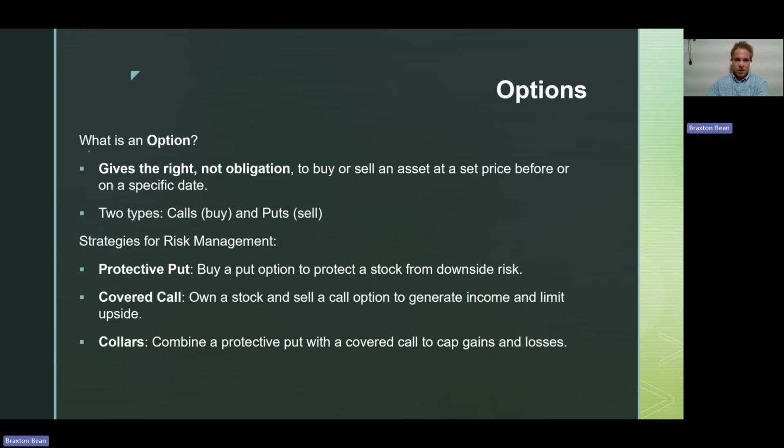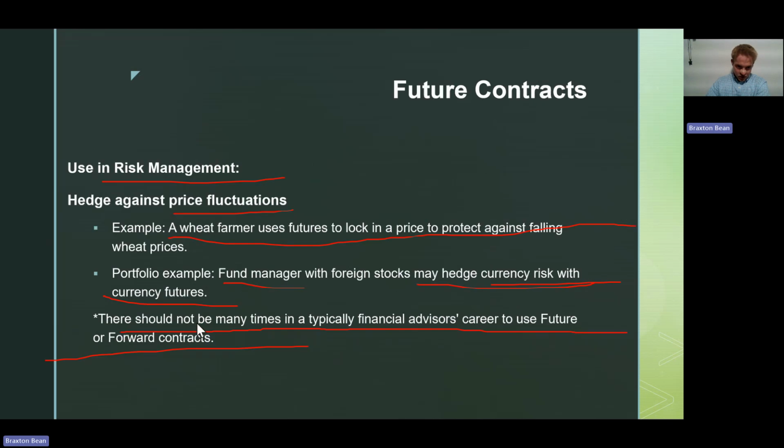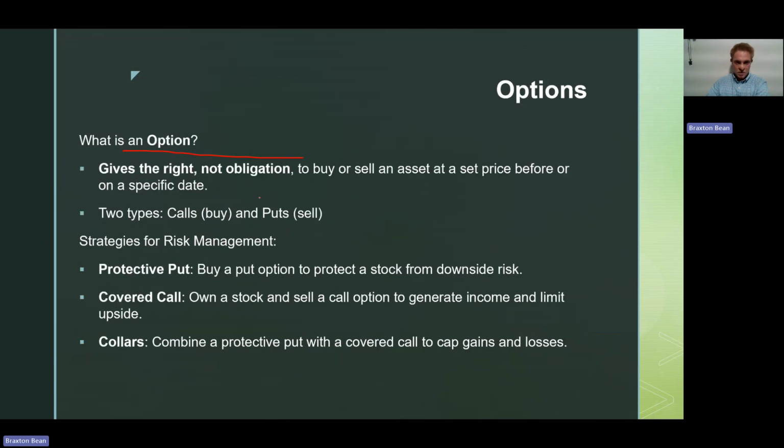So we'll get on to options now. With futures, you have to buy it. You can sell the contract to someone else, but they have to buy the contract from you. Those oil barrels are going to be delivered. So it's your job to figure out who's going to get them and what's going to happen. Now, an option gives the right, not the obligation, to buy or sell an asset at a set price before or on a specific date.